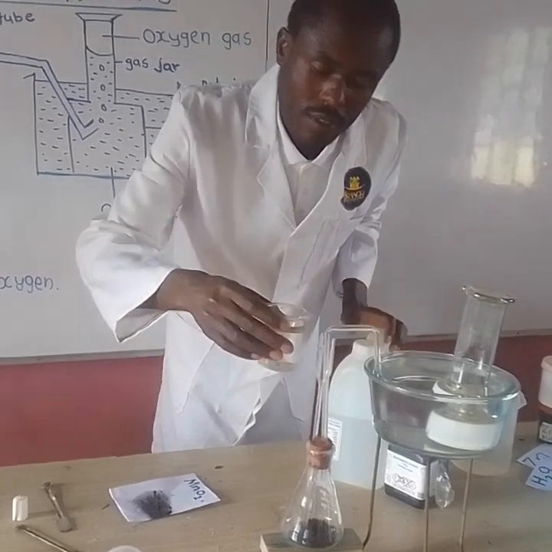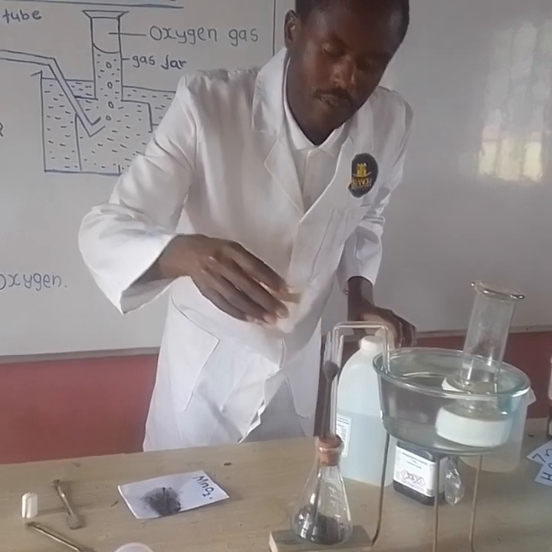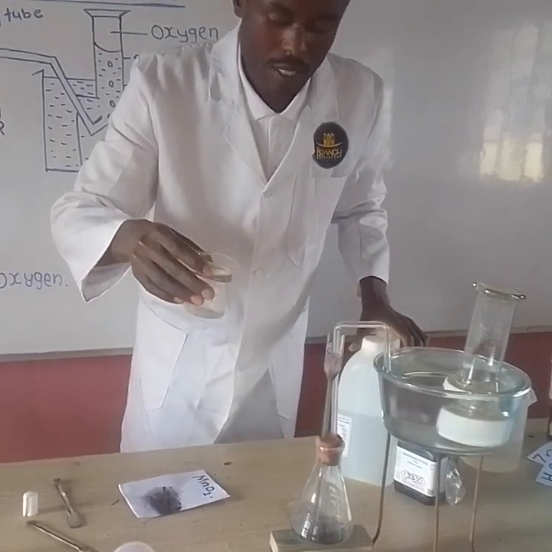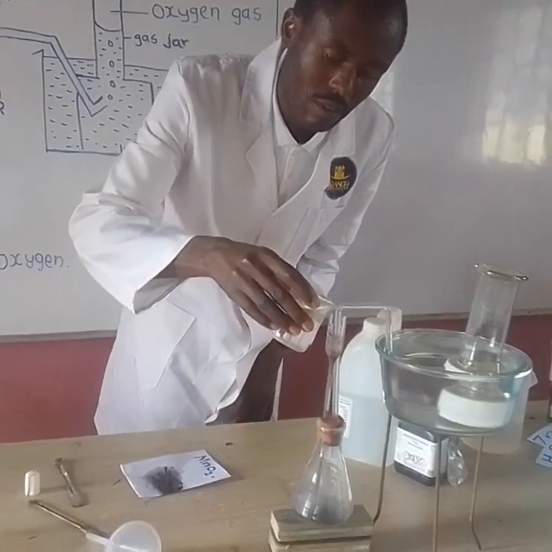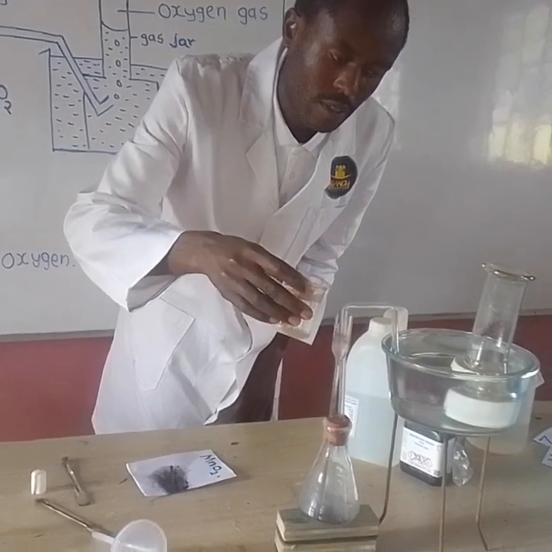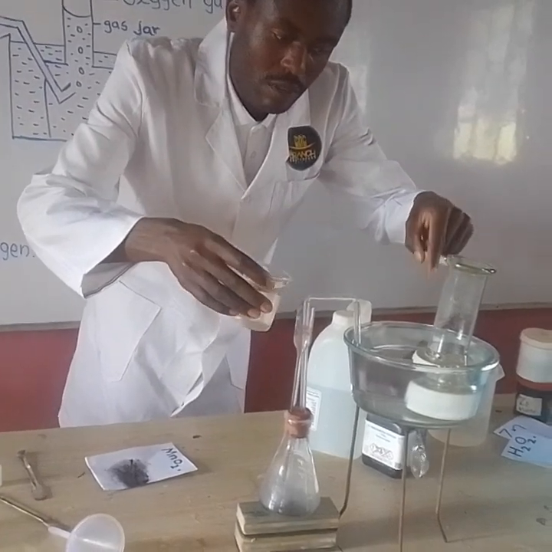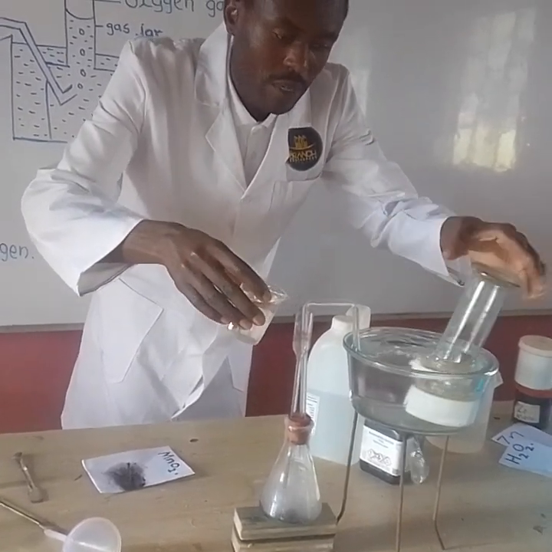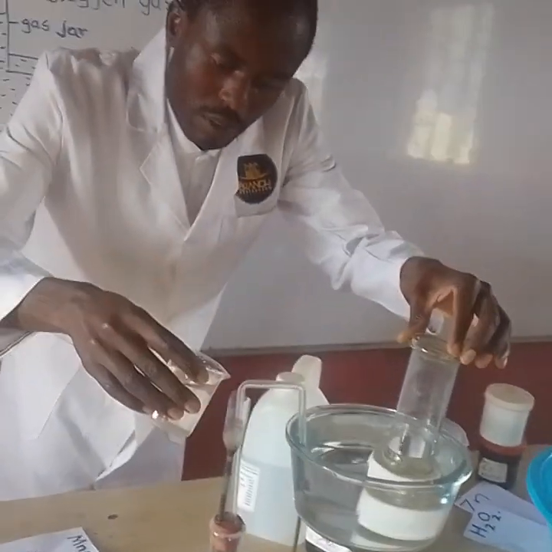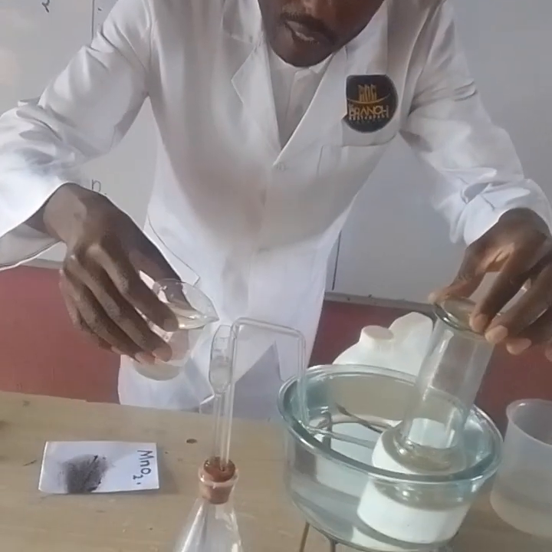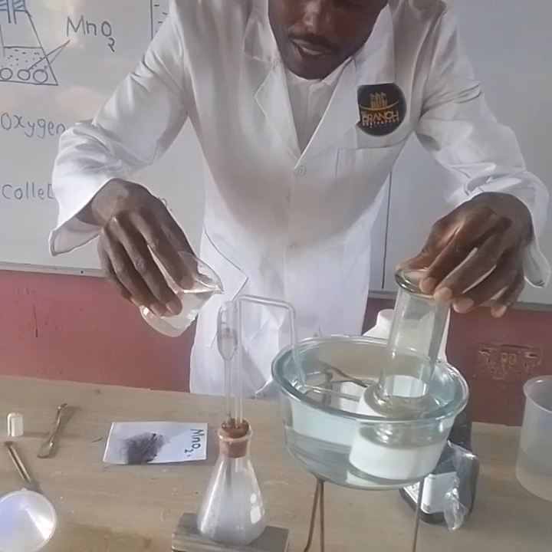Let us go a little at a time. Little at a time. You can see the reaction also in the conical flask. Then your observation will be on the... you can move closer, my student, and see the gas bubbles inside the petri dish.